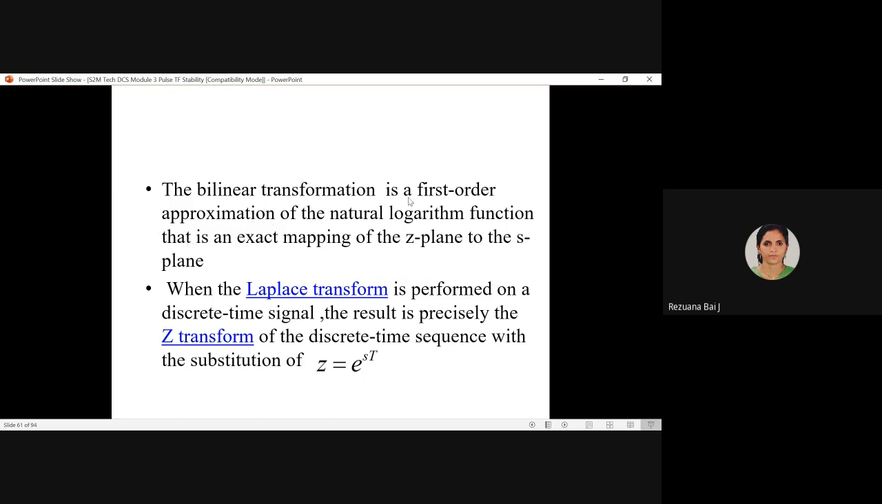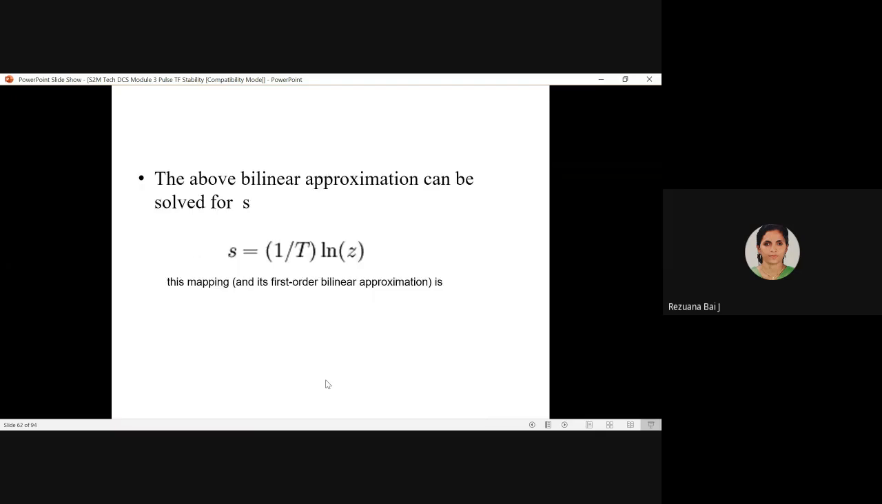The bilinear transformation is a first order approximation of the natural logarithm function. There is an exact mapping of the z plane to the s plane. When the Laplace transform is performed on a discrete time signal, the result is precisely the z transform of the discrete time sequence with the substitution z = e^(sT). This is what we have done with the conformal mapping. We derived it starting from the basic Laplace and z transform equations, which is already there in module 2.